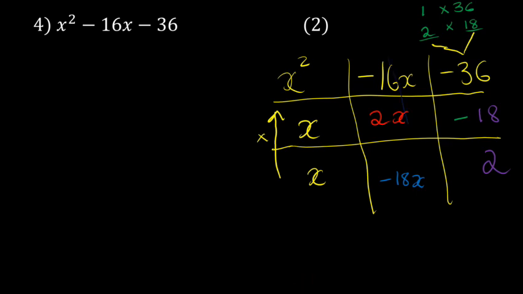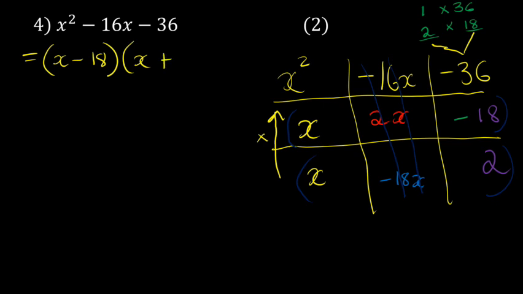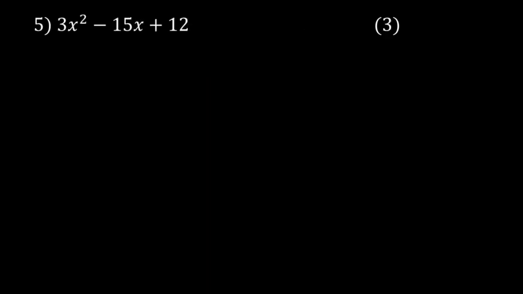So what I'm going to do is scratch this off neatly like this, meaning my brackets stay as this. Now I go and answer the question. It means I have x minus 18 as it is and then x plus 2. And that's it. Let's look at number 5.